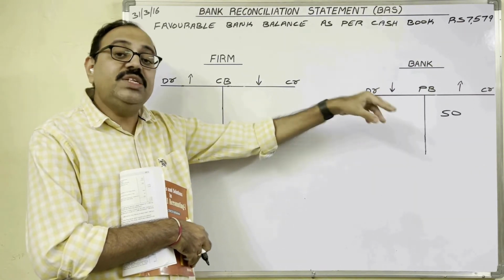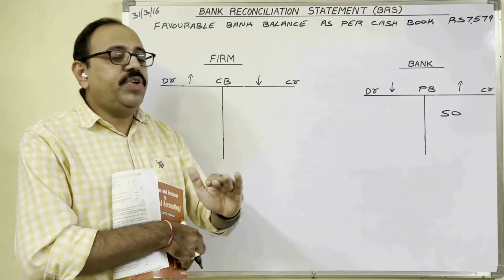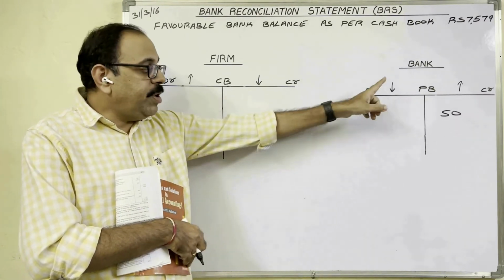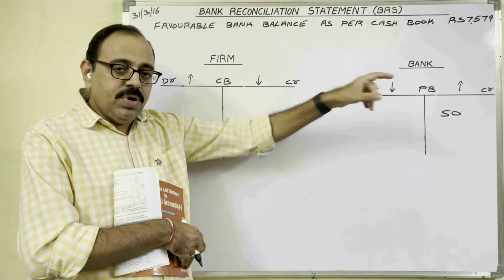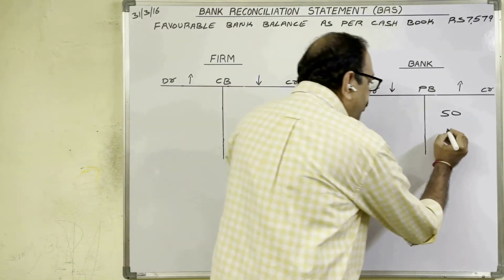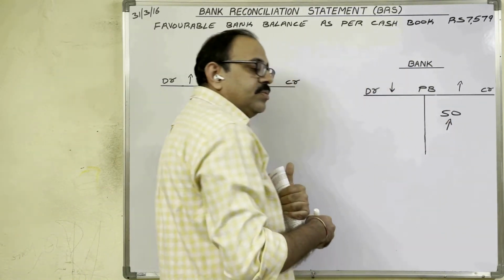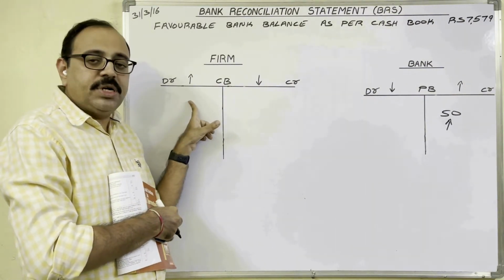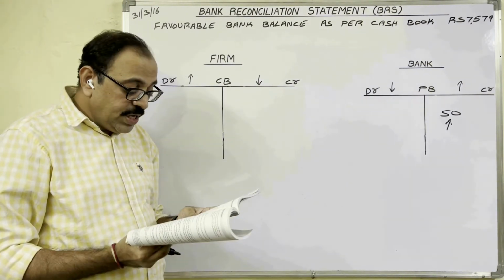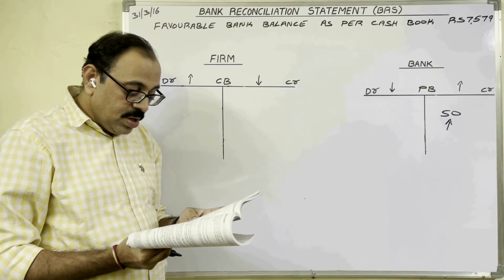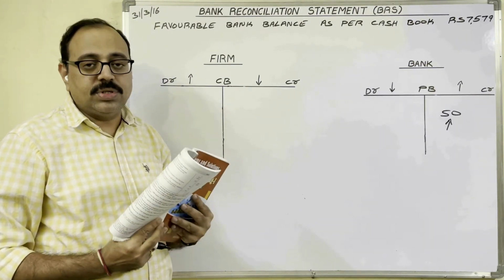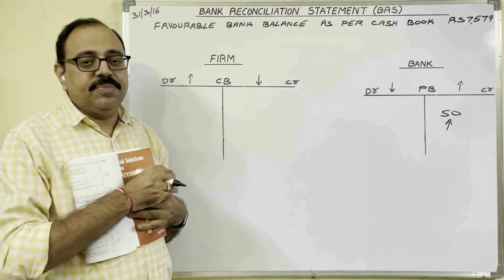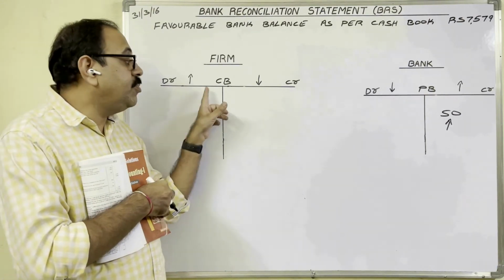In the passbook. Which side? When they deposit 50 rupees, the firm's bank balance increases. As per the passbook, increase means credit side. So on the credit side, 50 rupees increased. Credit in the passbook means it should be on the debit side in the cash book. See here, there was a credit of 50 in the passbook for interest on current account. He is giving that in the passbook 50 rupees credited, but there is no information about the cash book.